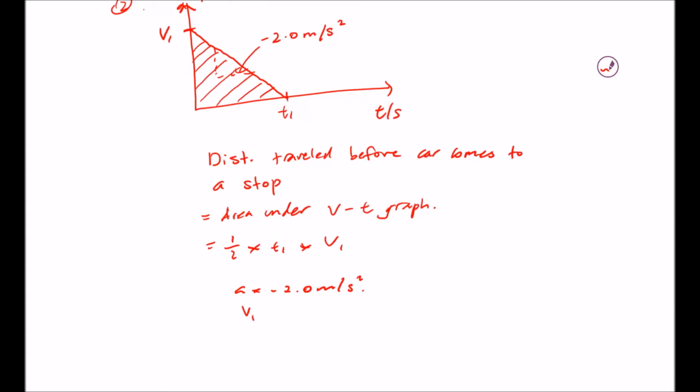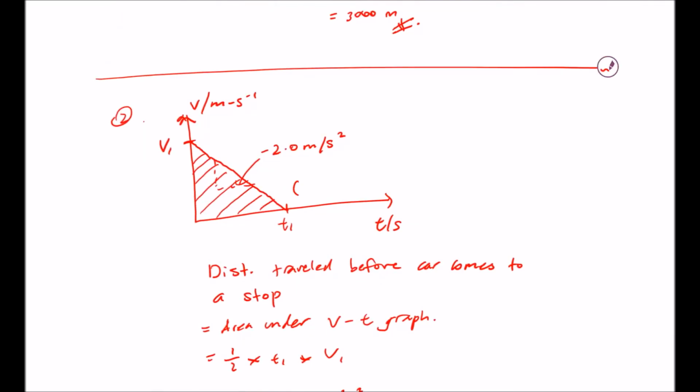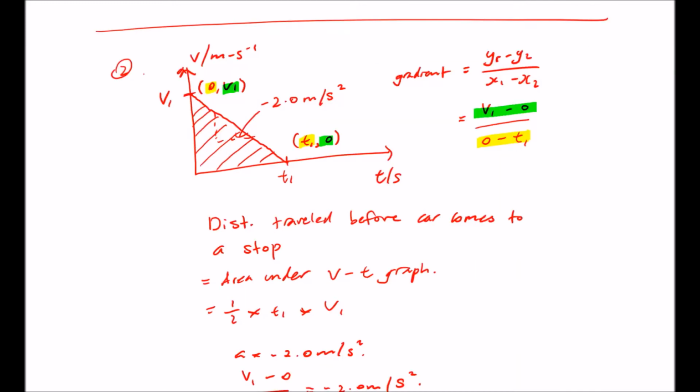So (v1 minus 0) over (0 minus t1) equals minus 2.0 meters per second square. Over here we're just trying to find the gradient. This point is (t1, 0). This point is (0, v1). So gradient is simply (y1 minus y2) over (x1 minus x2), right? Which is (v1 minus 0) over (0 minus t1). So this is what I've done here.